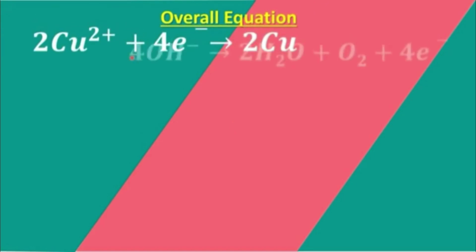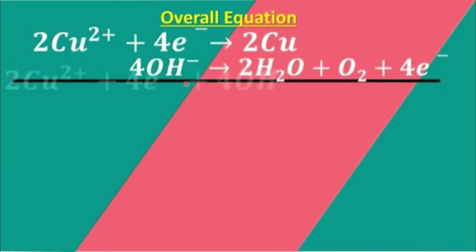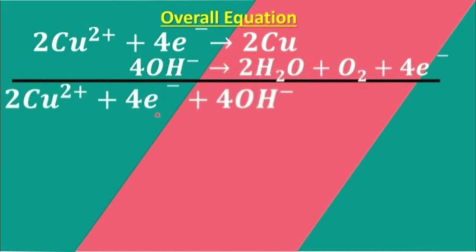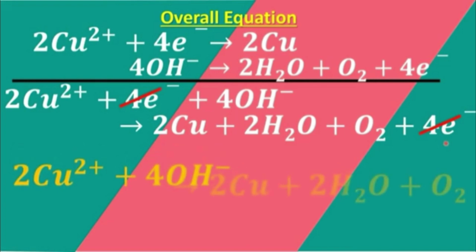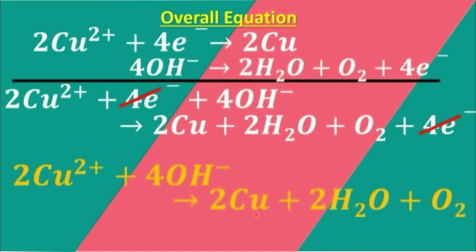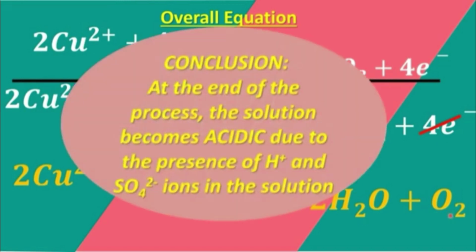Now we can write both half equations and cancel out what? Electrons, is it not? Yes. We do that. You have 2Cu2+ plus 4e- to give you 2Cu. And then the other one, you have 4OH- to give 2H2O plus O2 plus 4e-. 4e- cancels 4e-. And then you are left with 2Cu2+ plus 4OH- to give you 2Cu plus 2H2O plus O2.